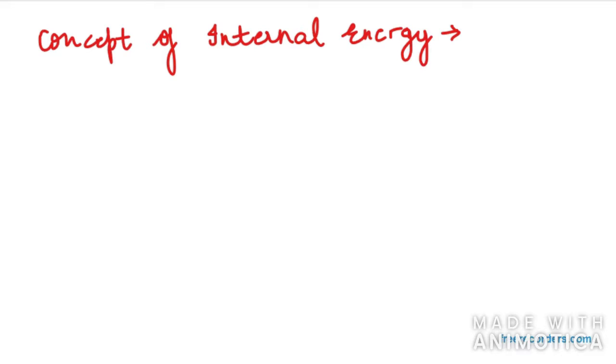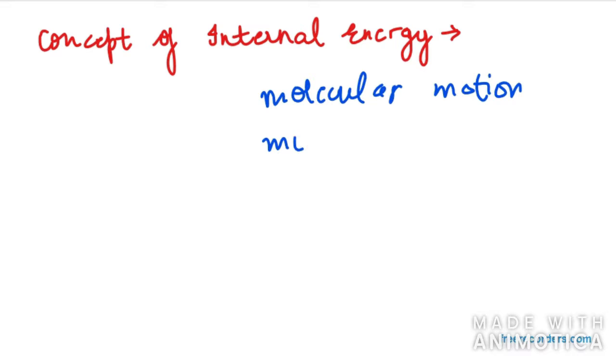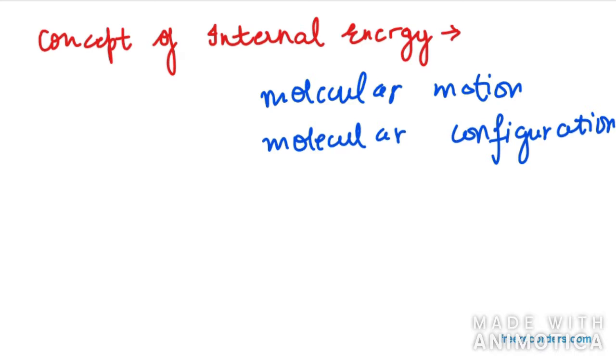Let's start with the topic concept of internal energy under thermodynamics. Internal energy is the energy possessed by the system due to molecular motion. One is due to molecular motion and another is due to molecular configuration. Therefore you can conclude that we have two types of energy in internal energy, that is UK and UP. UK is the kinetic energy due to the molecular motion and UP is due to the molecular configuration.